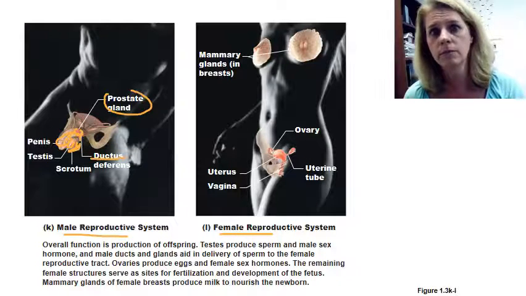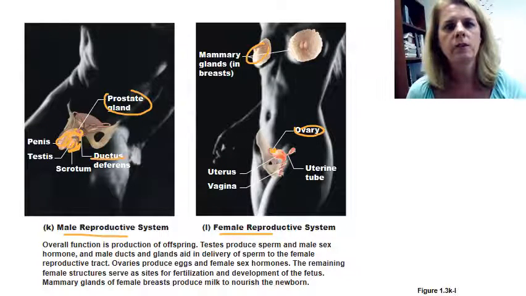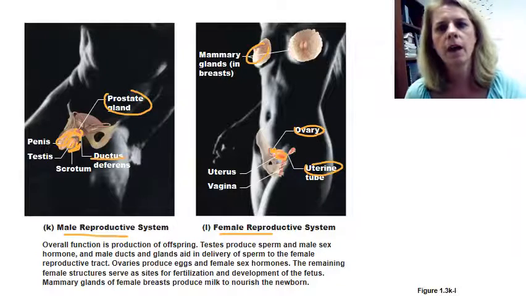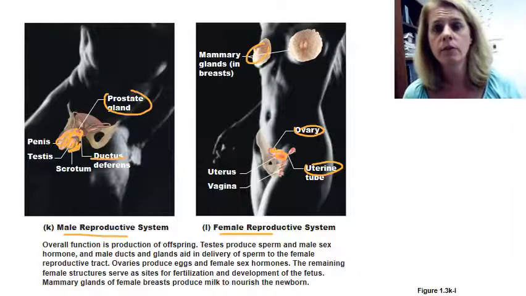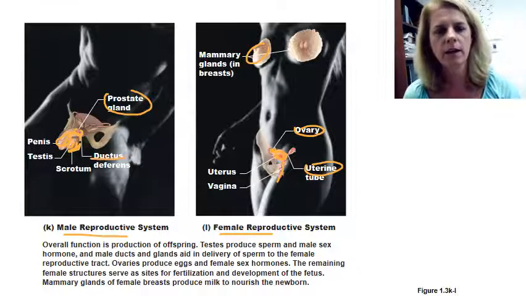And then the ductus deferens, which is a tube that allows the sperm to leave the testis and then go into the penis. In the female, we have the mammary glands, which is where the milk is made. We have the ovaries, which is where your eggs are made. The eggs will then travel through the uterine tubes to the uterus. If there's sperm there, the sperm and egg get together. This is where the baby will grow, and then the baby will exit through the vagina. You're going to learn all kinds of details about this as we move forward.